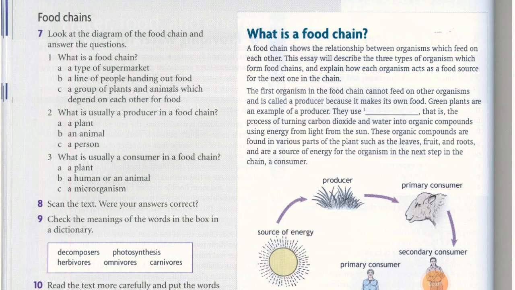Let's start our lesson. Look at the diagram of the food chain and answer the questions. What is a food chain? Please read the answers. A type of supermarket, a line of people handing out food. C1, a group of plants and animals which depend on each other for food.